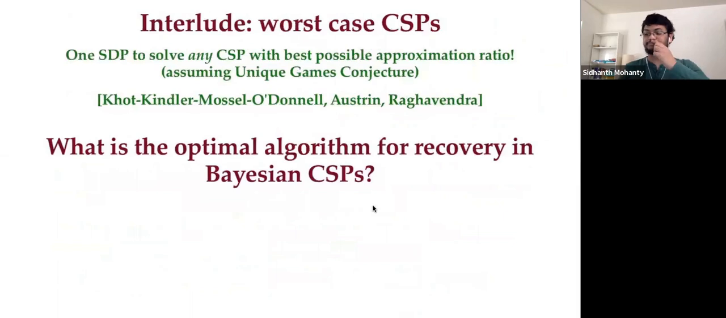So then this kind of motivates the question. We said SCPs are like the best algorithm for worst case CSPs. What is the optimal algorithm for recovery and Bayesian CSPs?